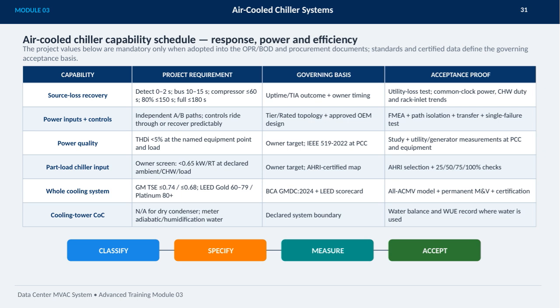Although cooling tower certification isn't applicable for dry condensers, water usage efficiency and system boundaries must be carefully recorded where water is used. Finally, the process is summarized in 4 key steps: classify, specify, measure, and accept, ensuring a structured approach to managing system performance and compliance.